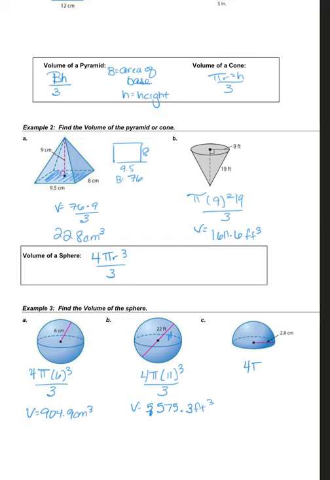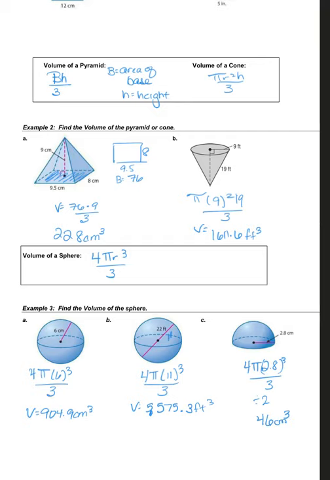All right, part C just has one extra little step, so we're going to do the volume formula, 4 pi 2.8 cubed divided by 3, but then we're going to have to divide by 2 at the end. So again, 4 times pi times 2.8 times 2.8 times 2.8 divided by 3, and then just divide the whole thing by 2. So once I divide by 2, I'm going to get 45.97, which is going to round up to 46 centimeters cubed.